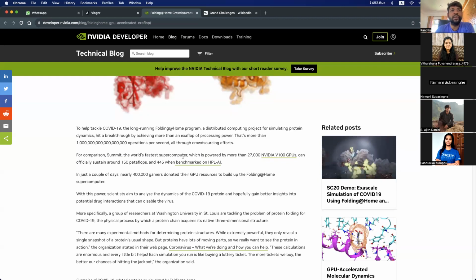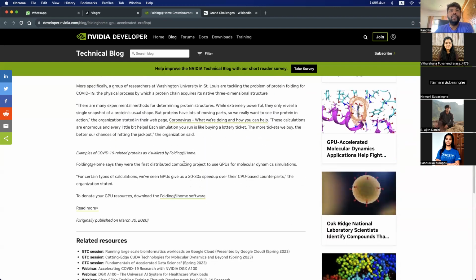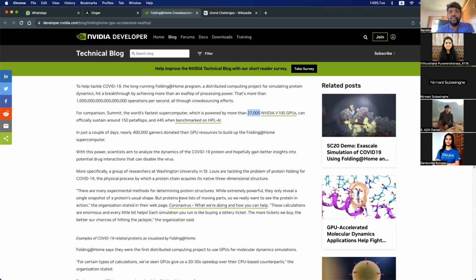For comparison, the Summit supercomputer, which powers more than 20,000 NVIDIA GPUs, can achieve around 150 petaflops. That is the amount of computational power in a supercomputer in the world. But gaining that kind of computational power requires 27,000 NVIDIA GPUs. GPUs are mainly used in parallel computing. The number of GPUs it needs is way too much. Even if you use that supercomputer, it will take a lot of time and a lot of energy to get this protein simulation done.